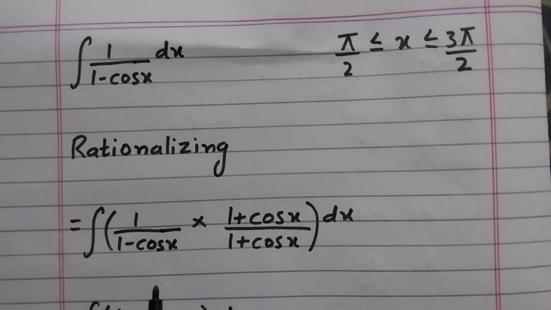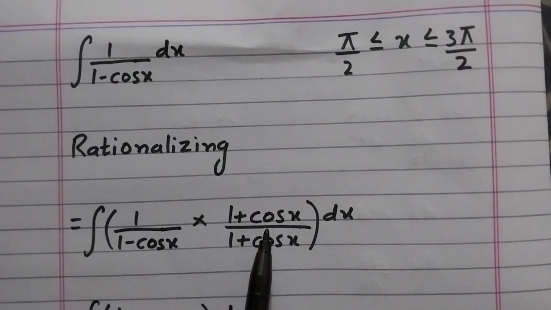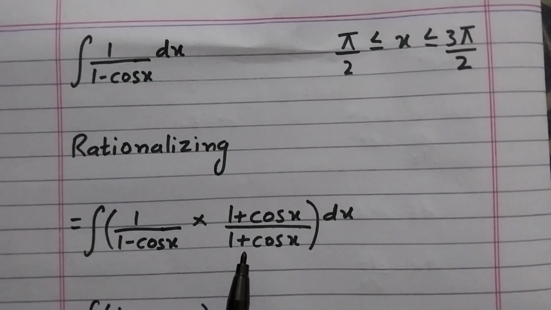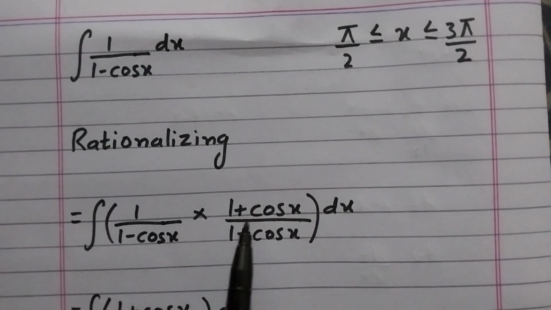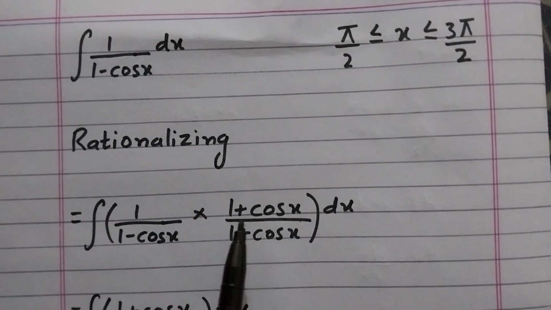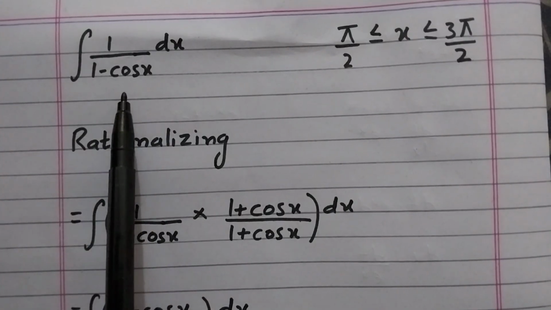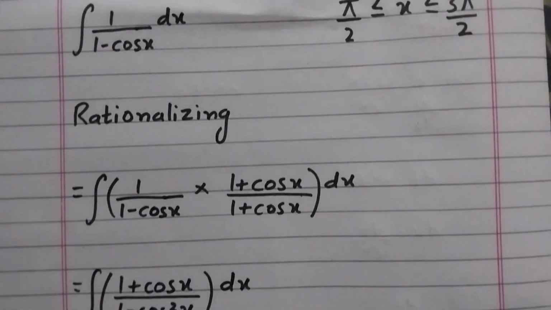So I have multiplied 1 over 1 minus cos x by 1 plus cos x and divided it by 1 plus cos x too. This has no effect on the integral, because (1 plus cos x) over (1 plus cos x) is just 1. So 1 multiplied by this expression is again the same expression.